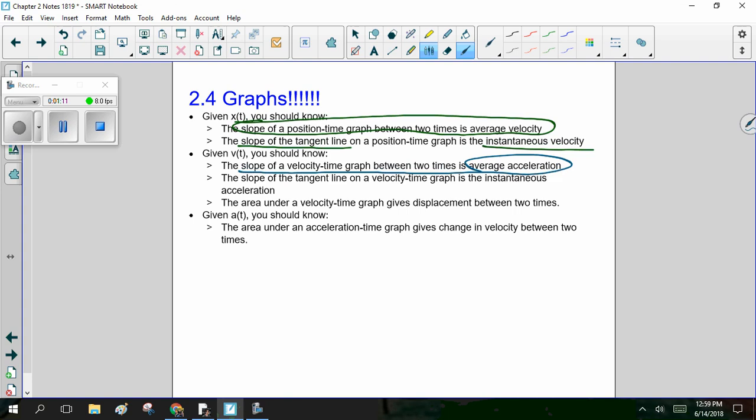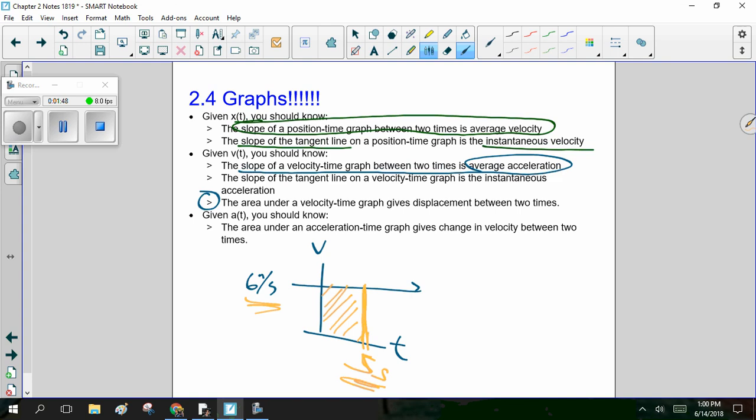New this year, that we did not talk about a ton in honors, is that when you find the area under a velocity time graph, it gives you displacement. That would be like taking a definite integral. So if you've got time and velocity, and your velocity is, say, 6 meters a second, and you want to find out how far you went in 5 seconds, then that's 6 meters a second times 5 seconds, which is 30 meters. That's the same as the area under the graph.